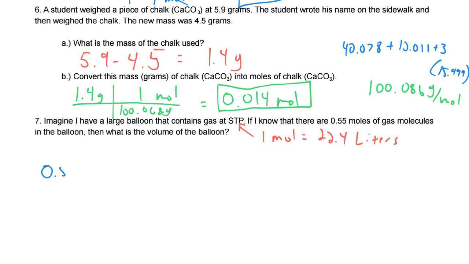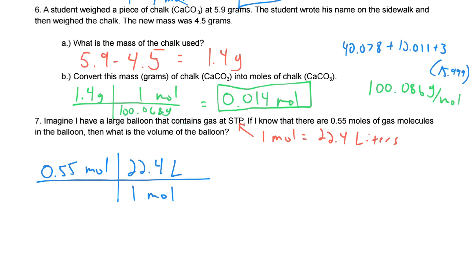Now, if I'm starting with 0.55 moles, I can multiply by the fact that 1 mole, that goes to the bottom, so moles will cancel out, equals 22.4 liters. And we see our unit on top is liters. That'll become the unit once we multiply this. So 0.55 times 22.4 equals 12.32 liters of gas. Capital L for liters.